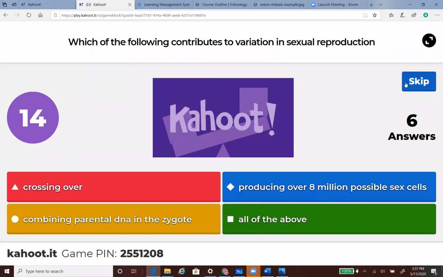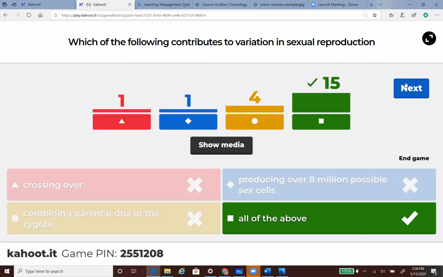How do we get lots of variety for sexual reproduction? All of the above. All those things contribute to increased variety, including crossing over, which was the previous question. All right, next.